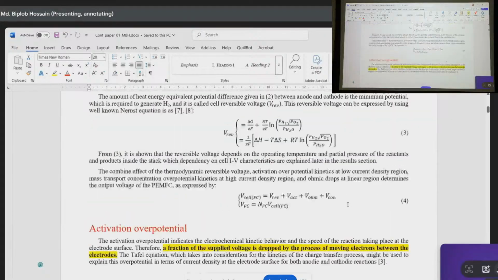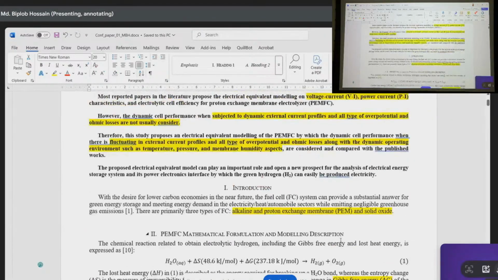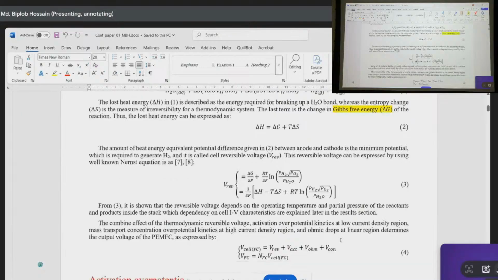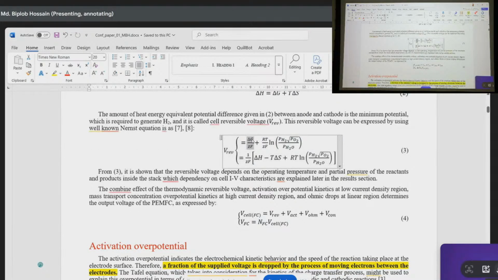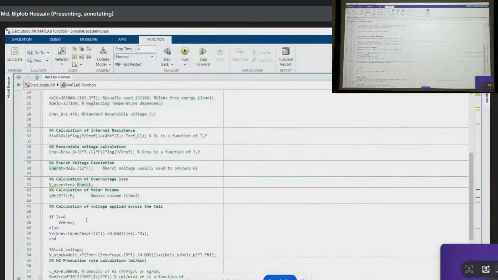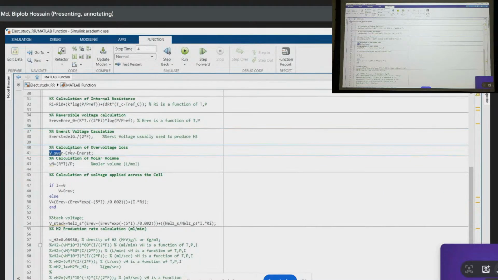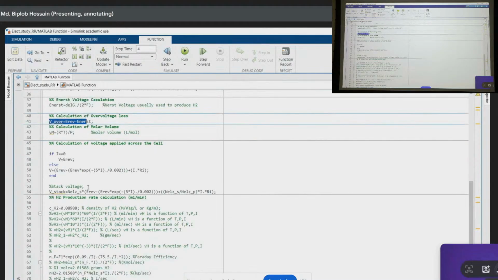For example, if we are picking from any equations, yep, you see this part, delta G over ZF. So this reversible equation is developed here. Delta G reversible over 2F. Z means the number of electrons. For hydrogen, the compound is H2, so the number of hydrogen is 2. So this is that value. So this is the equation for over voltage potential drop. Here we can see this is the equation for over voltage potential drop.